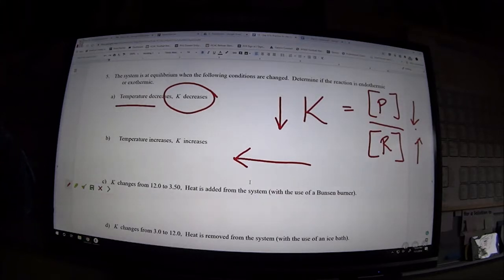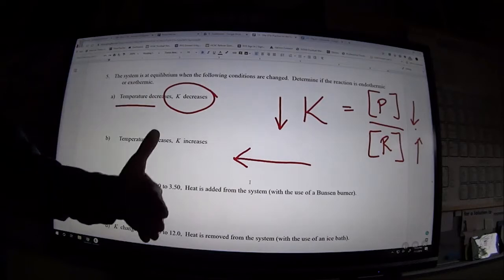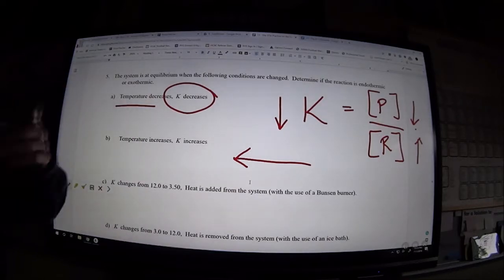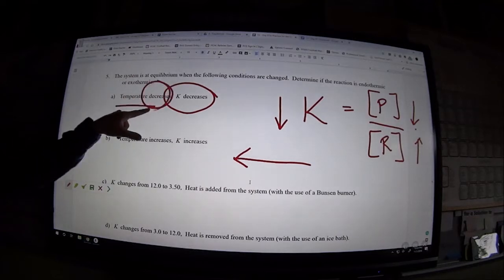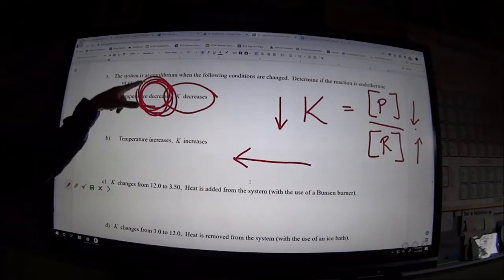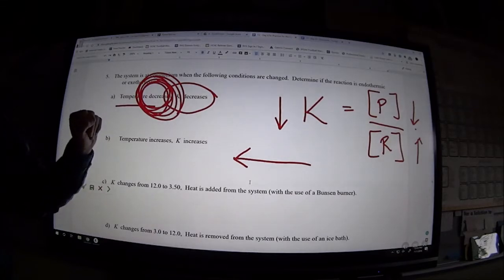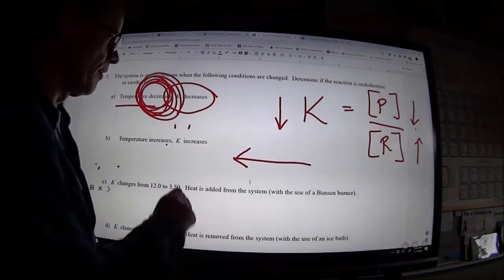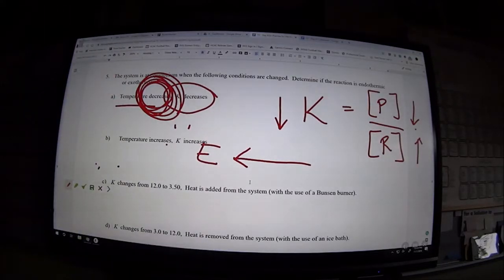Wait, no, now I'm confused. I thought the E went on the opposite side of the arrow. We don't think about opposite sides. We put it on one side or the other based on how this is shifting. And the temperature is, are we adding or removing temperature at this point? We're removing it. Therefore, on the left side. Does everybody agree with that? Yes. So is that endo or exo? Endo. There we go.